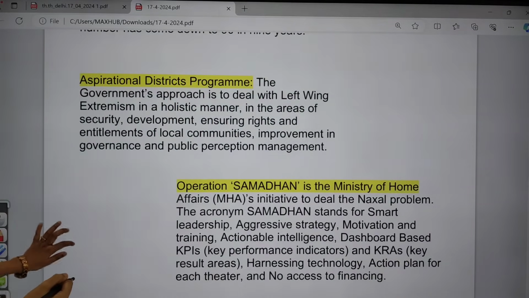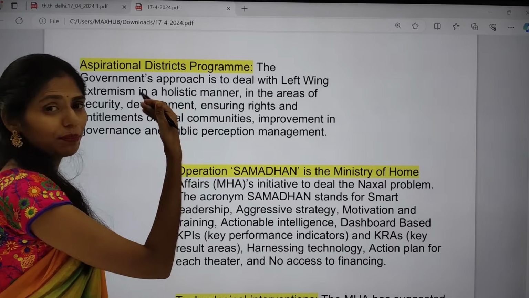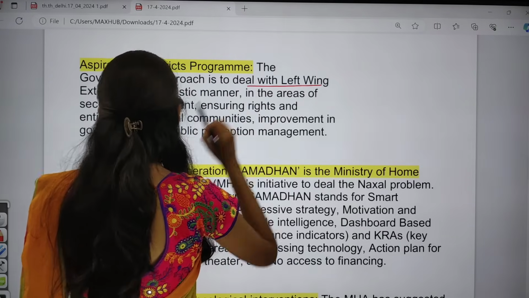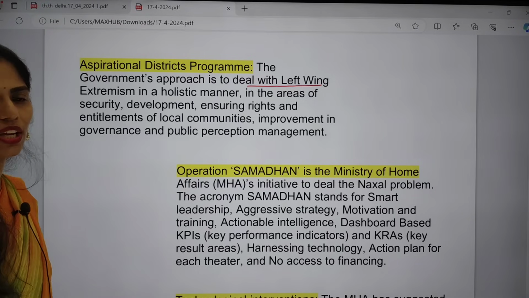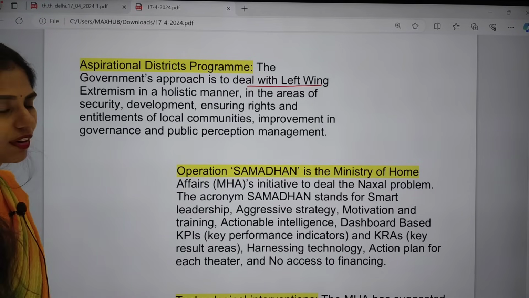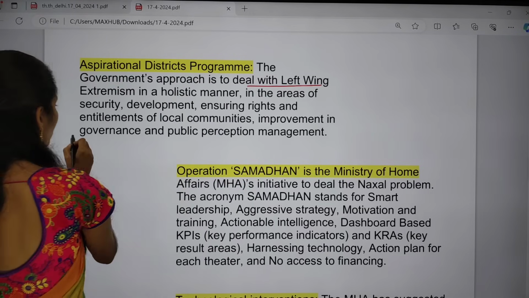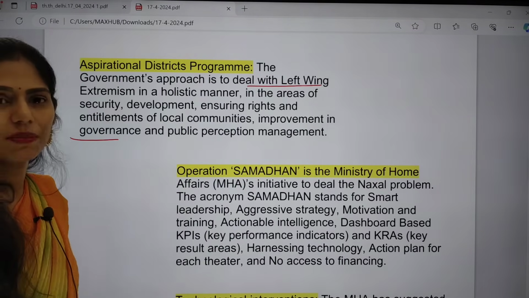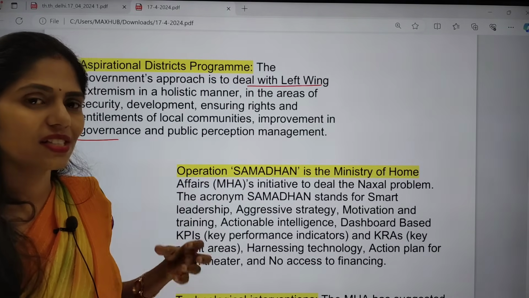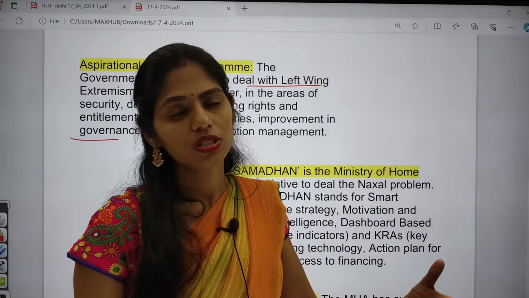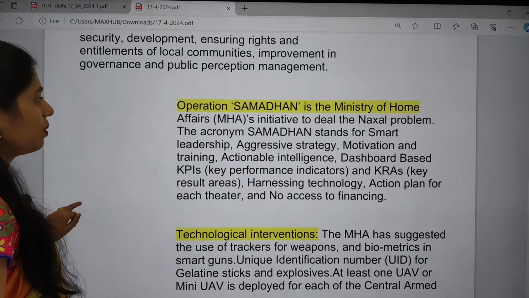And government also came up with the Aspirational District Programme scheme. Here the government approach under this scheme is to deal with left-wing extremism in a holistic manner. Especially they are focusing on security deployment, ensuring the rights of people and entitlements of local communities, and even on governance and public perception management. Under this program, they are focusing on these areas to make less developed or least developed areas somewhat developed areas.